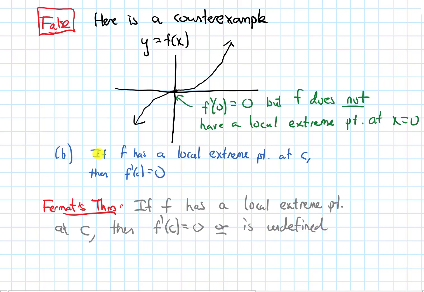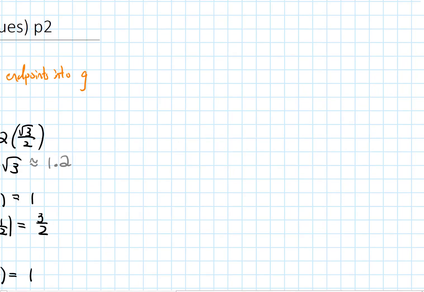So this statement in B is saying, okay, if there's a local extreme point, then the derivative has to be 0. But Fermat's theorem says, hold up, that's not exactly true. The derivative is either going to be 0 or it's going to be undefined. So there's another possibility that part B is not talking about. So that's making me think this is false, and let's draw a counterexample picture. So here is a counterexample.